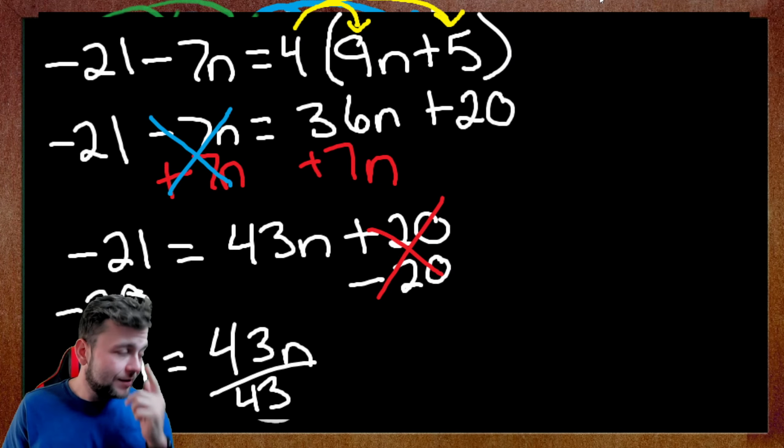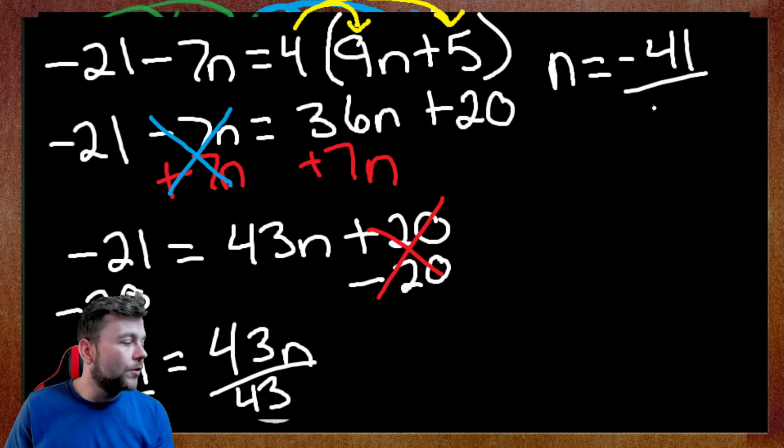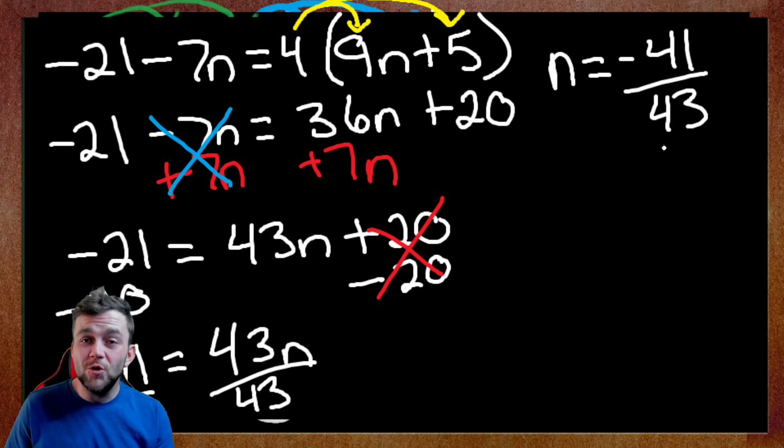I mean, I don't see it. I don't see it. There's 3 difference. Nope, it's 11 away from 30. That is a simplified fraction. So our answer is n equals negative 41 over 43. So it's not too bad.